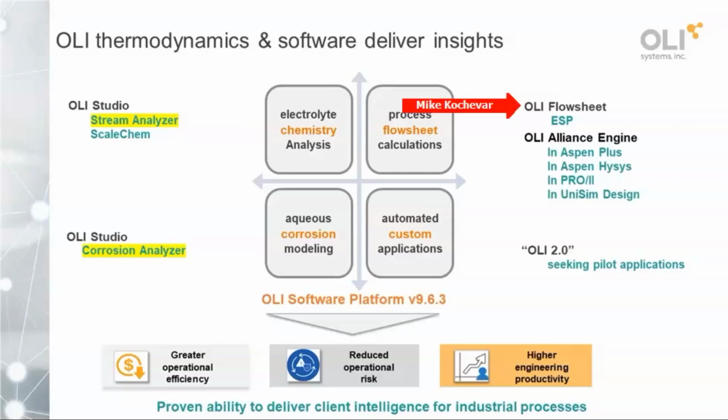We also can connect OLI properties into our Alliance engines. So this would be Aspen Plus or HYSYS, Pro/II from AVEVA, UniSim Design from Honeywell. We have other partners as well. So if you already have models in those tools, the idea being you don't have to relearn a new tool. You can just create the models or work with the models that you have and bring in OLI to handle the thermodynamics for any electrolyte sections that you have there.